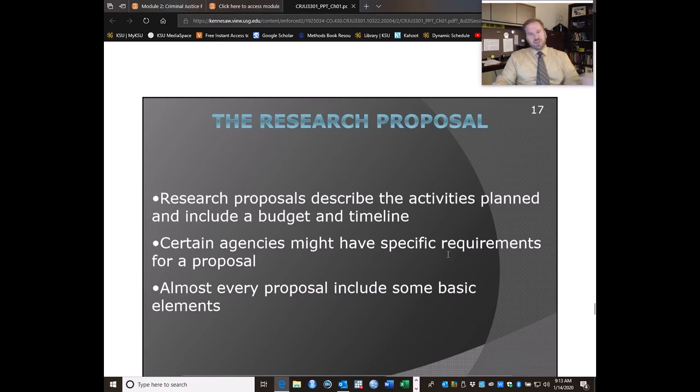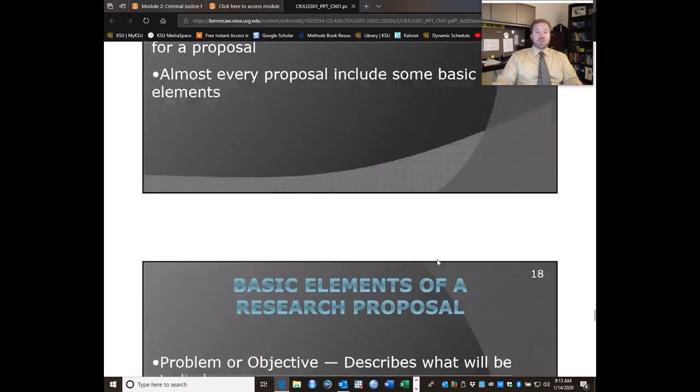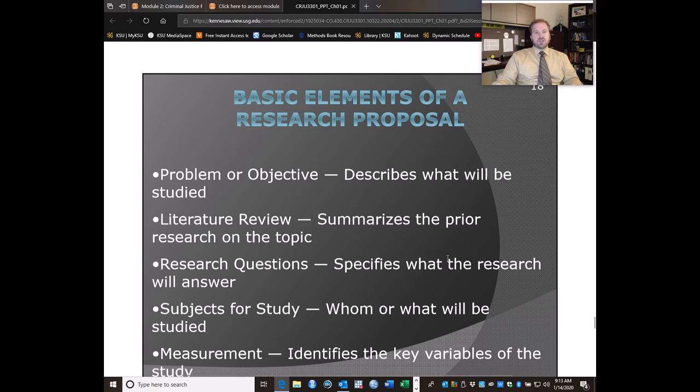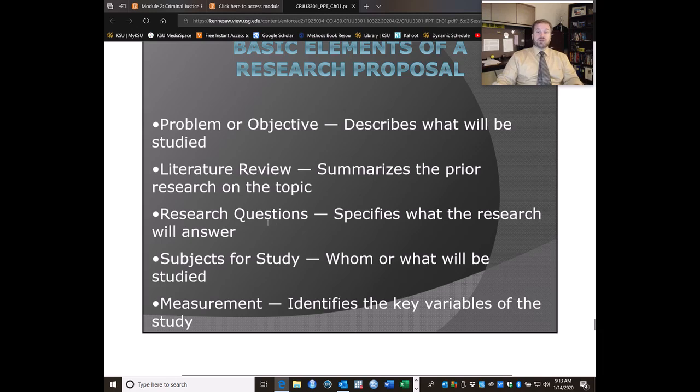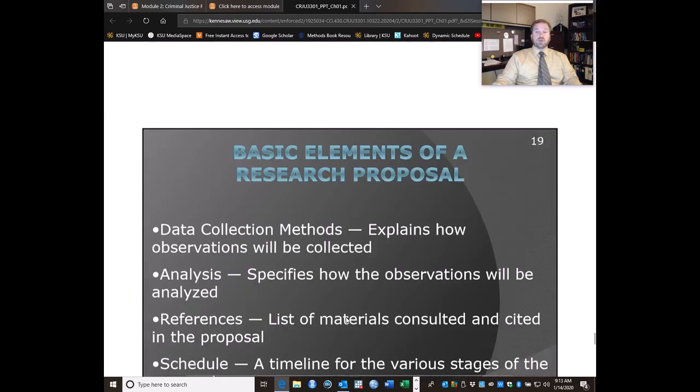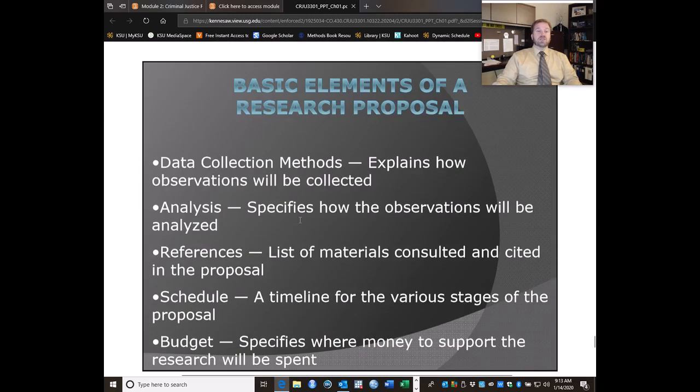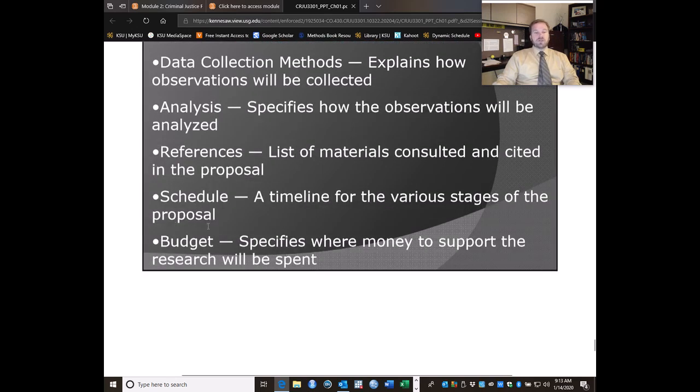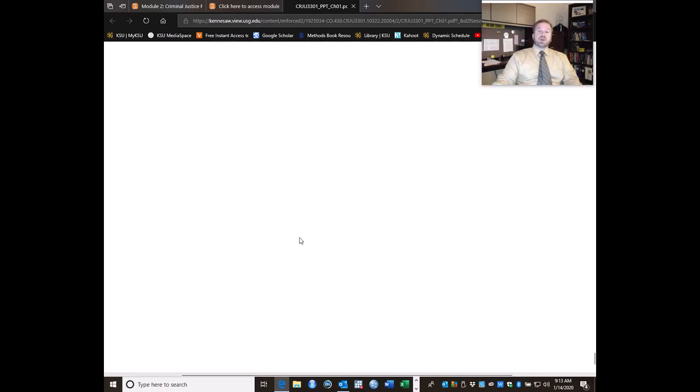This module is going to talk about writing a research proposal a little bit, and so that's what you're going to be doing at the end of the class. So pay particular attention to that, keep notes of where this information is, because that will help you later on. And then make sure you describe the problem or objective. You're going to have a literature review section, set up your research questions, the subjects for the study, your measurement. We're going to talk about measurement throughout the course, so don't worry about that at this point, if you don't know what that is, data collection, analysis. Of course, all of you know what references are. And then, you don't have to do this for this class, but for grant proposals and stuff, you should be writing a schedule, a timeline, and a budget of what you're going to be doing.